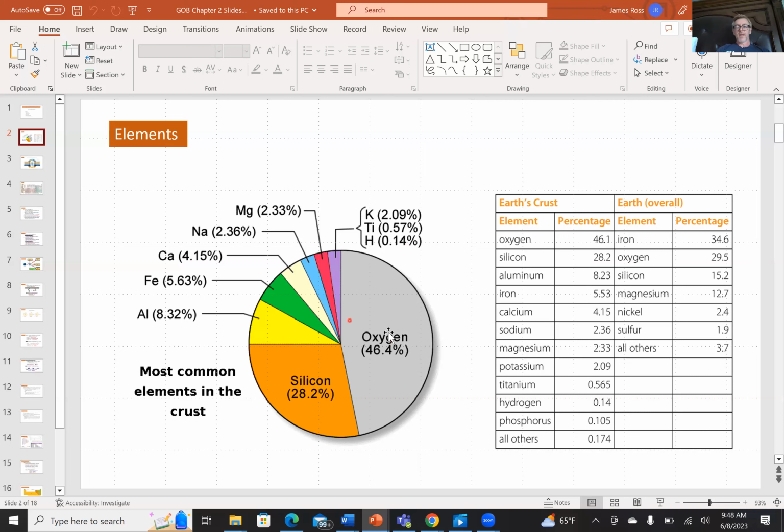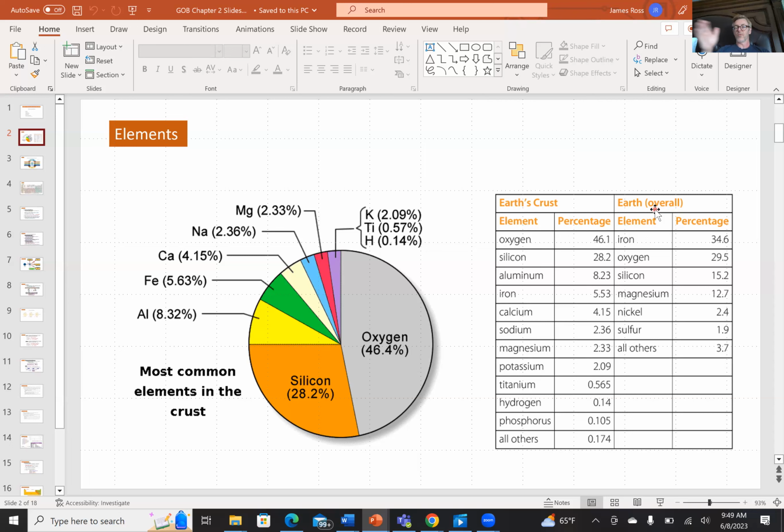These numbers are roughly, they're slightly different because they're from two different sources, but they roughly agree. You can see the Earth's crust in these first two columns on the left. On this pie chart visual, oxygen is 46.4%. This other source says that it's about 46.1, so that's about 46%. Silicon, 28.2, that's identical over here, etc.